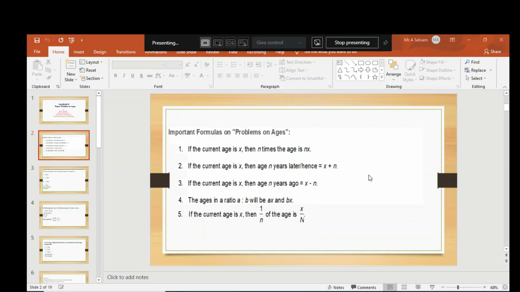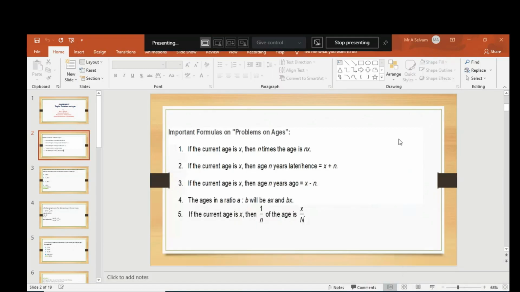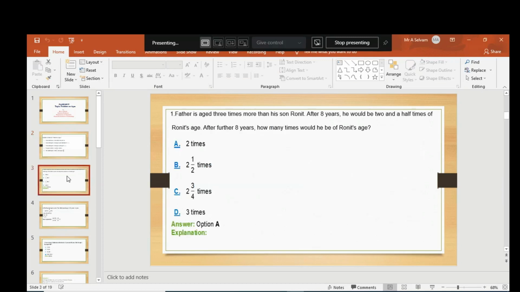Next, the ages in ratio. Ratio means a is to b, so the ages will be ax and bx. If the current age is x, then 1 by n of the age is x by n. These are all the general formulas based on ages. Now we move on to the problem side.